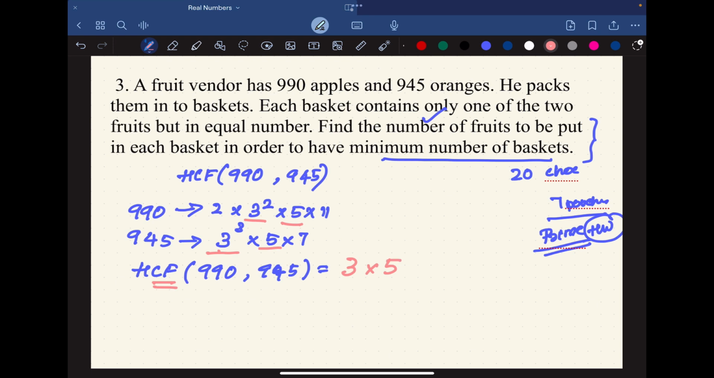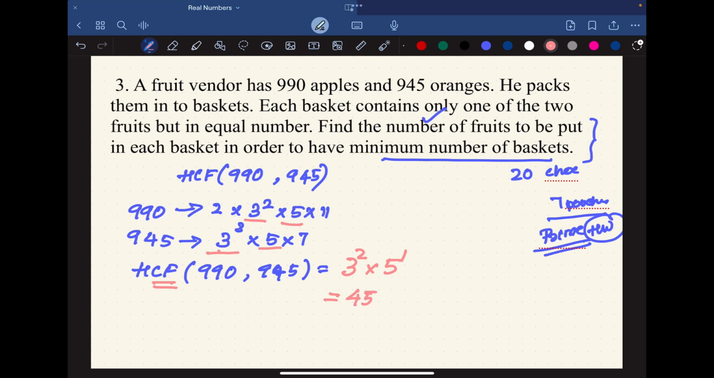So highest common factor means we will check for the least power, right? What is the least power? Both have the same, so I am taking 3 square over here. And for the next, 5, we have 1 only as power. 3 square is 9, 9 fives are 45.